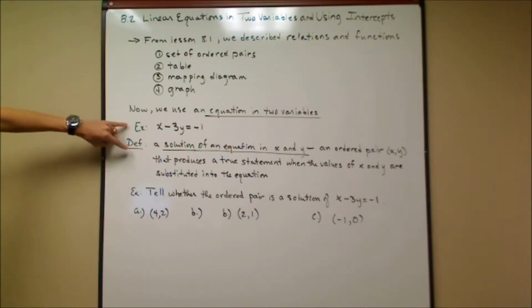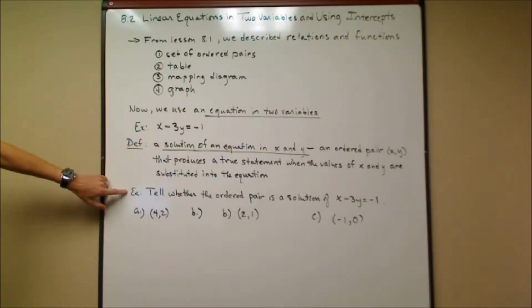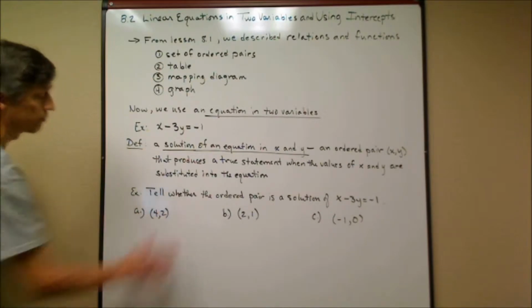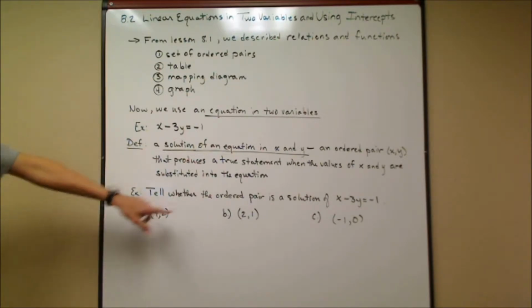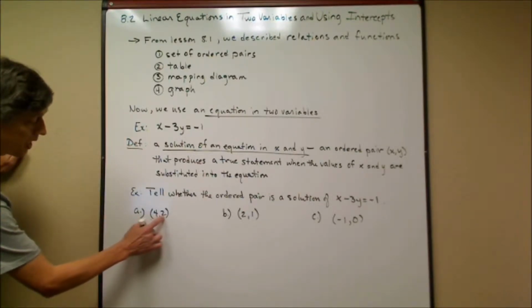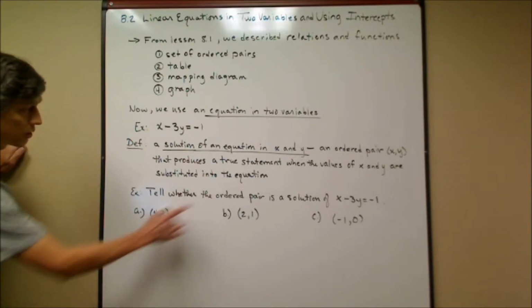It's the same example as above. Tell whether the ordered pair is a solution of x minus 3y equals negative 1. And I have three different answers to choose from. Okay? I have (4, 2), (2, 1), and (negative 1, 0). So what we're going to do is substitute this in for the x and this in for the y. This is the x coordinate, this is the y coordinate.